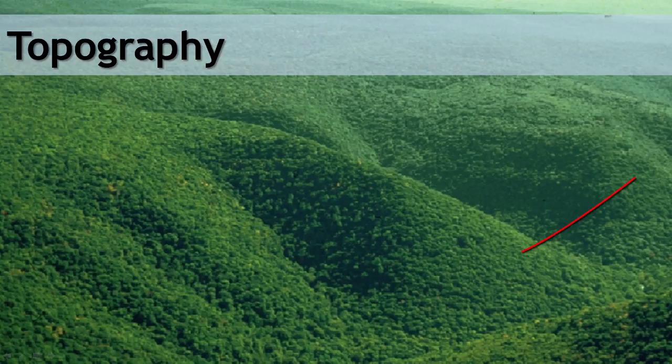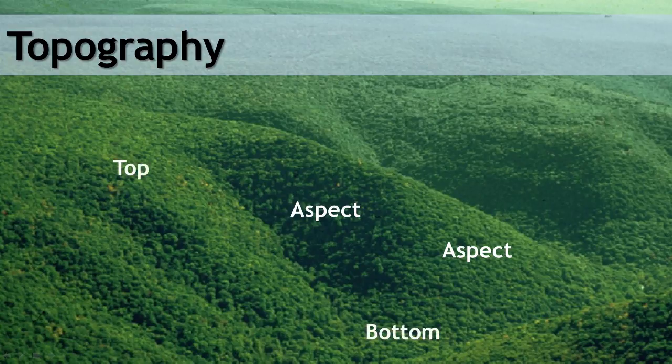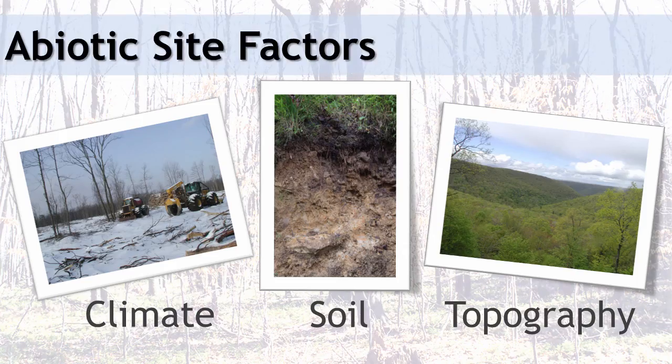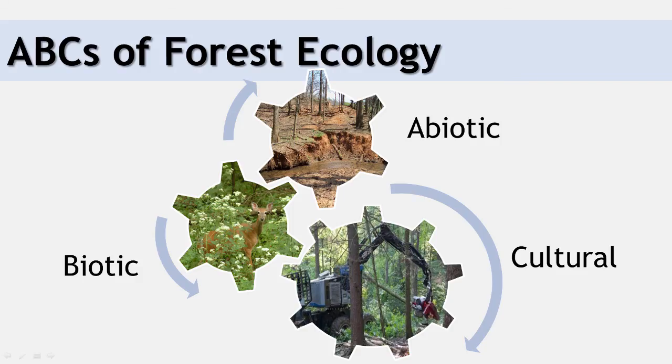Notice how the sun strikes some parts of the landscape while other areas are shaded, defining their aspect. Can you pick out areas where the soil would be deeper or shallower? With some practice, you can begin to interpret how aspect, slope position, and steepness come together to influence tree species composition and site productivity or growth. That concludes our discussion of topography, the final non-living or abiotic site factor in the ABCs of forest ecology.